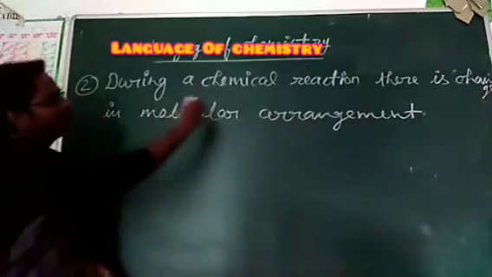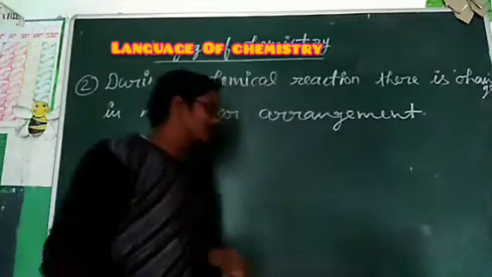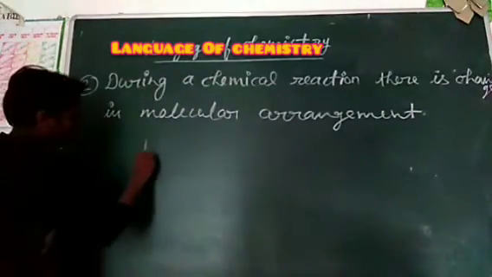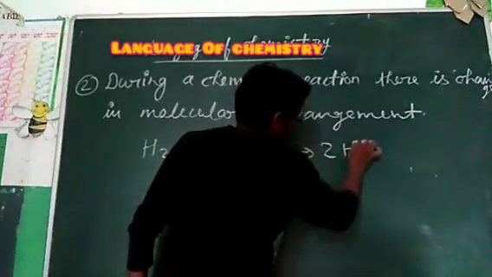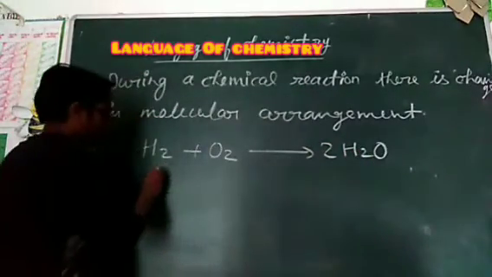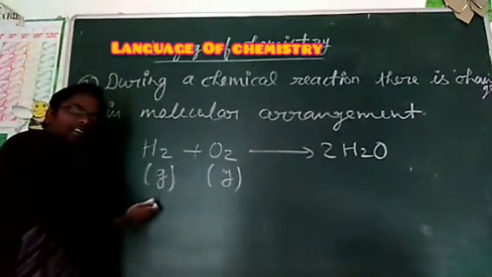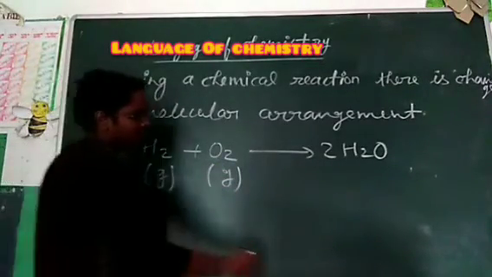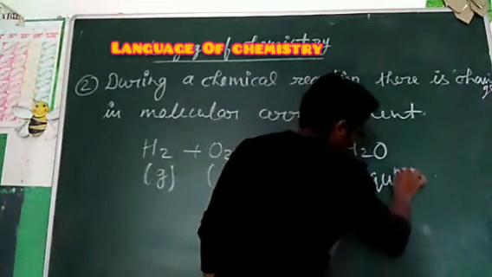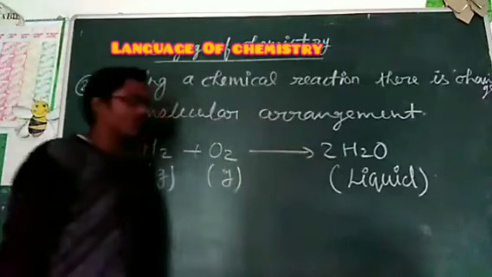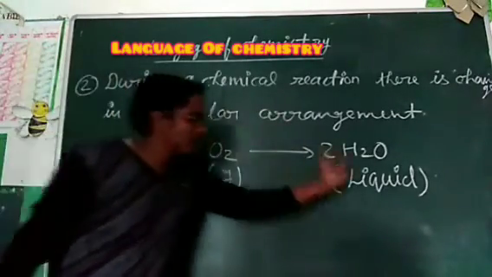So, during the chemical reaction, there is a change in molecular arrangement. Why? As we have seen in the previous example, H2 plus O2 will become 2H2O. This one is gaseous state, this one is gaseous state. Hydrogen is in gaseous state, oxygen is in gaseous state, but H2O is in liquid state. Gas reacts with gas but produces liquid.